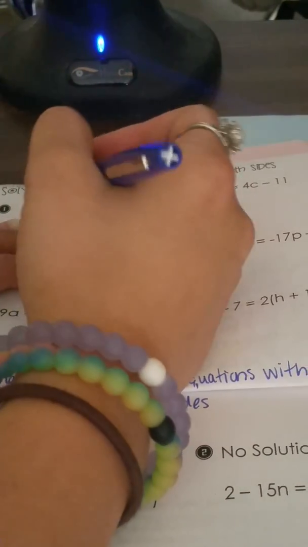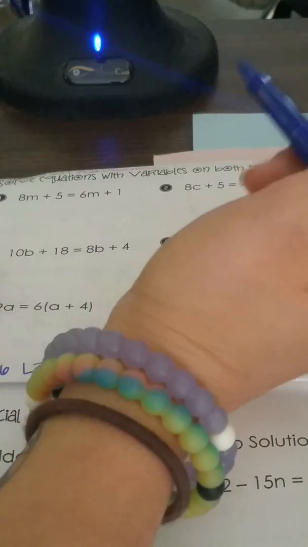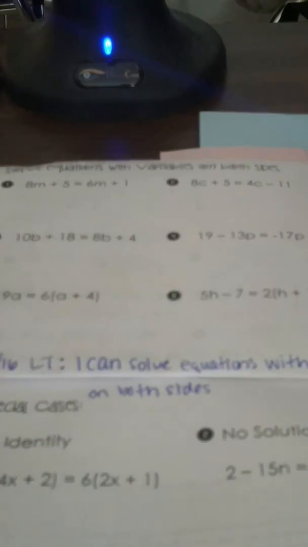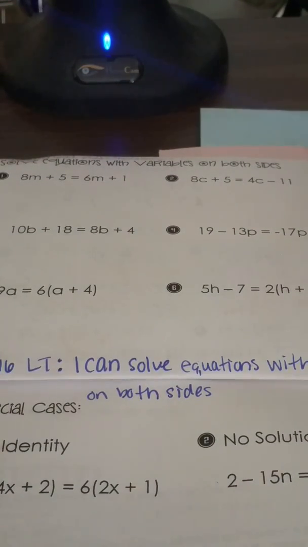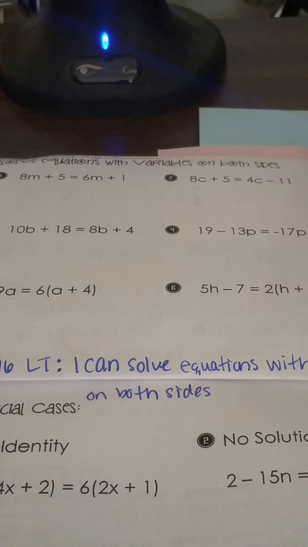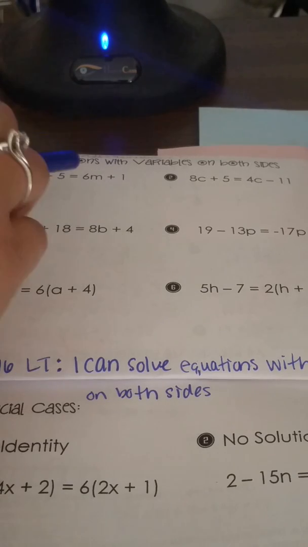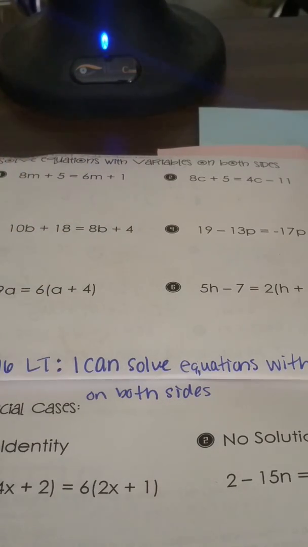Now, normally, and last time we did it, we had variables on the same side, correct? So we did what the sign told us to do. Now they're on opposite sides of the equal sign. Now that means we need to move them. We're not combining, we're moving. So on number 1, I want you to tell me how you think we would move that 6M over there with the 8M.